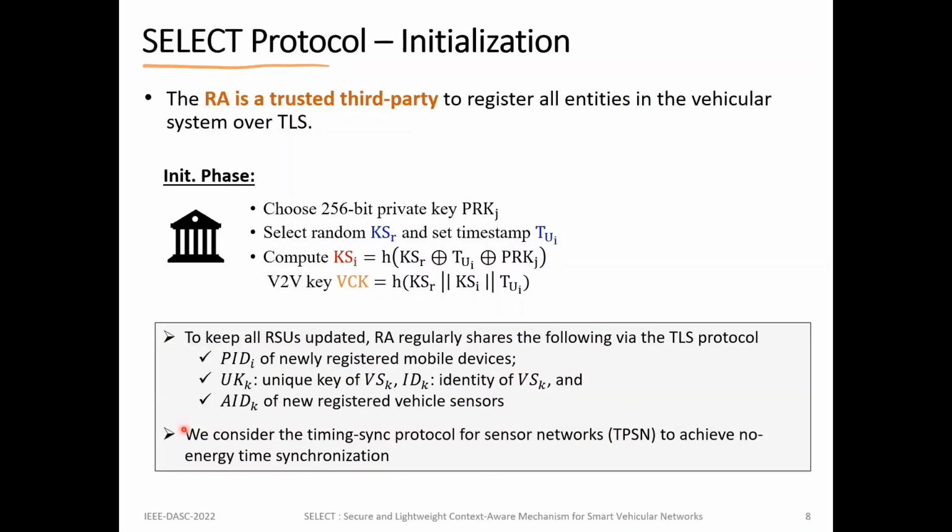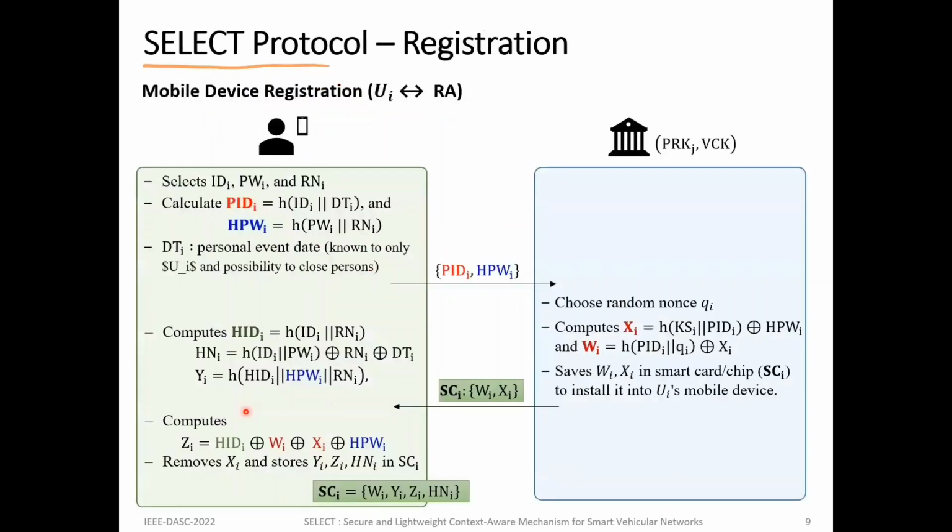Coming to the initialization phase, here we consider the registration authority as a trusted third party, which first generates a 256-bit private key, then chooses a random number and the time stamp, and then computes KSI with the help of these three parameters, and finally computes the VCK. And time to time, the RSU, the roadside unit, receives some information from the registration authority, and we'll discuss how to generate that information later in this section. And finally, we consider this time sync protocol for sensor networks to achieve no-energy time synchronization.